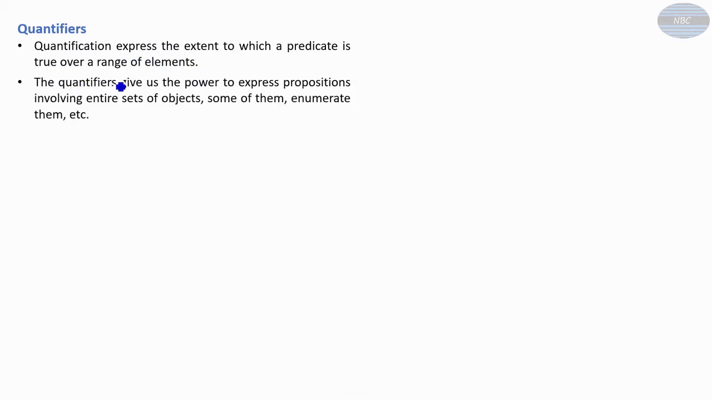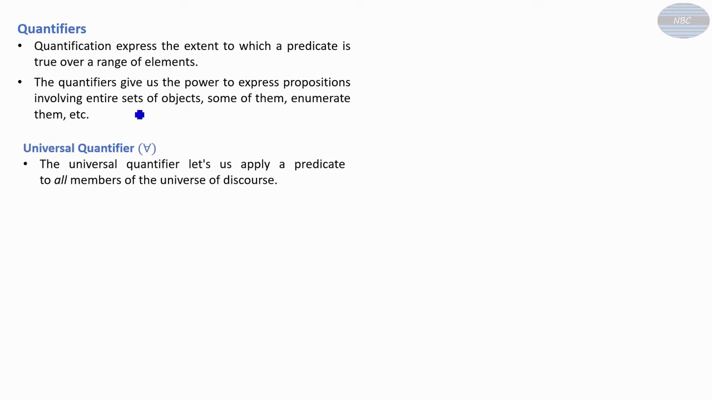Next, the quantifier gives us the power to express propositions involving entire sets of objects, some of them, enumerate them, etc. Okay. So there are two kinds of quantifiers. One is called the universal quantifier. This is the symbol by which a universal quantifier is represented. The universal quantifier lets us apply a predicate to all members of the universe of discourse.